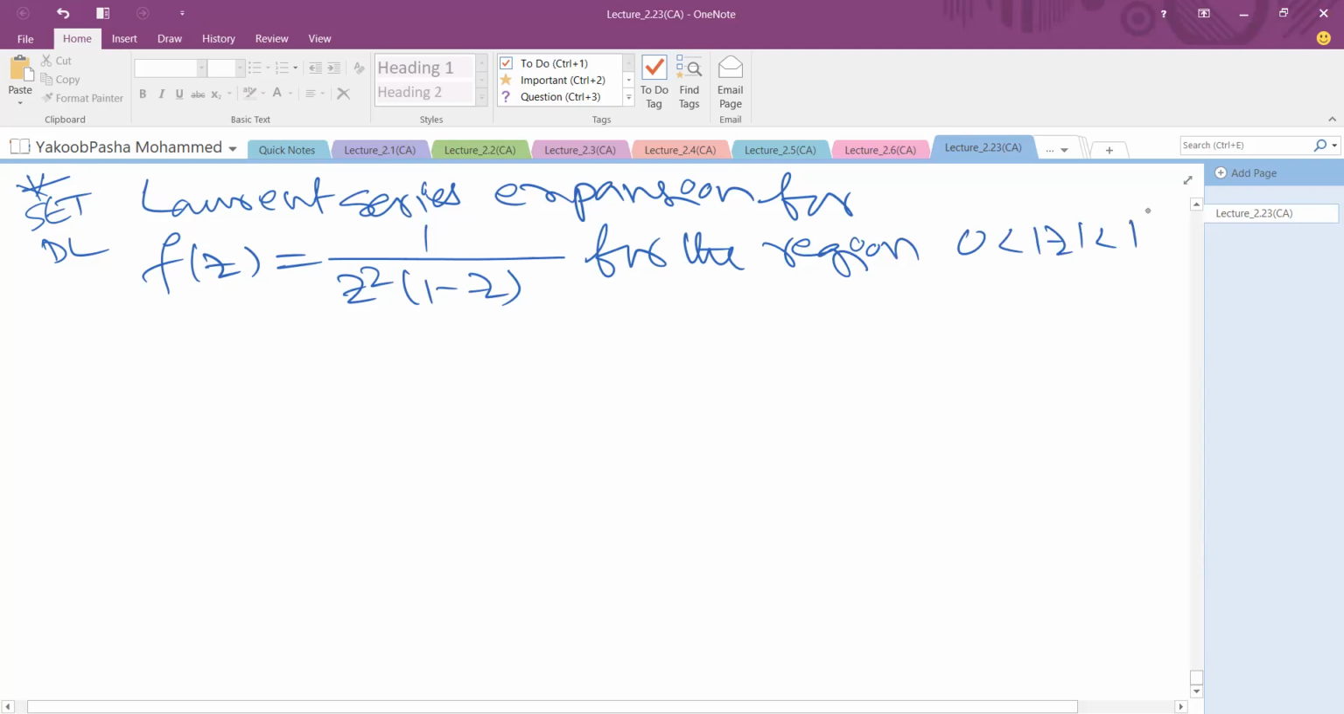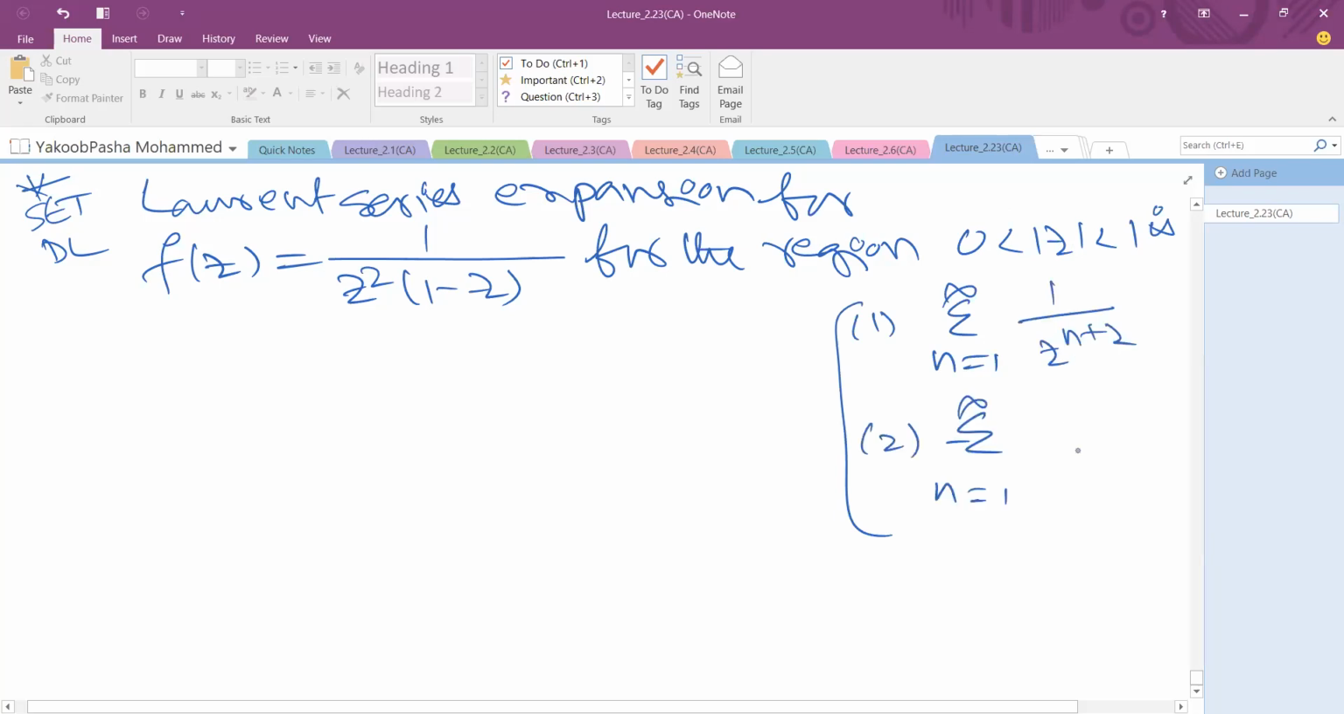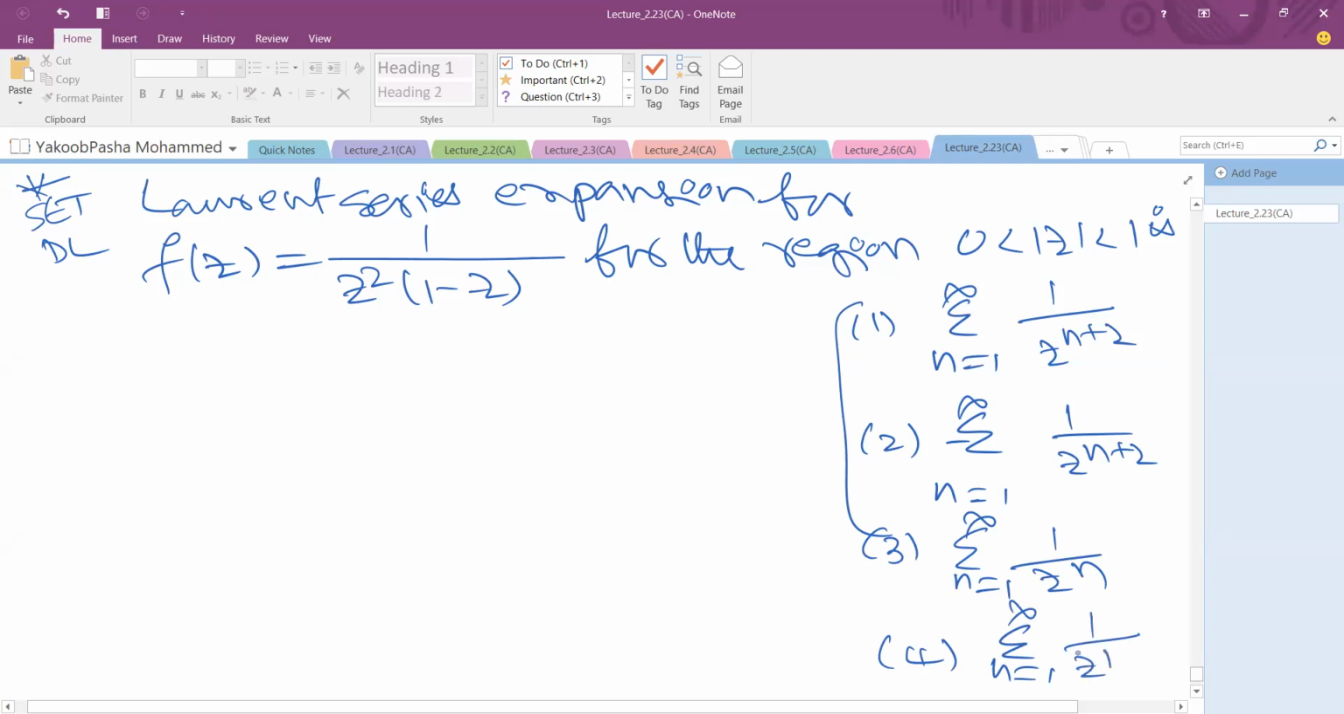Okay, we have options here. First option, summation n equals 1 to infinity 1 by z power n plus 2. Second option, minus summation n equals 1 to infinity 1 by z power n plus 2. Third option, summation n equals 1 to infinity 1 by z power n. And the fourth option, summation n equals 1 to infinity 1 by z power n minus 1.